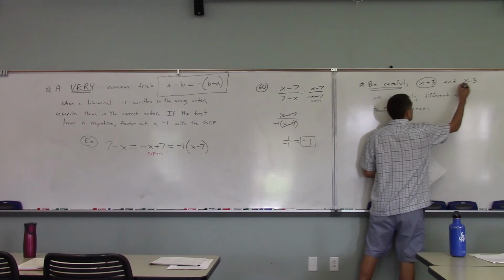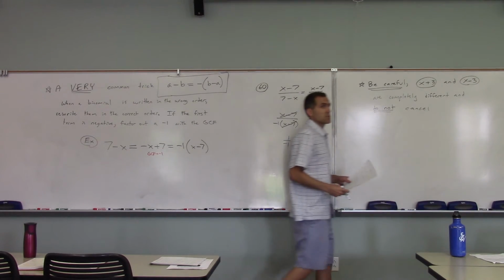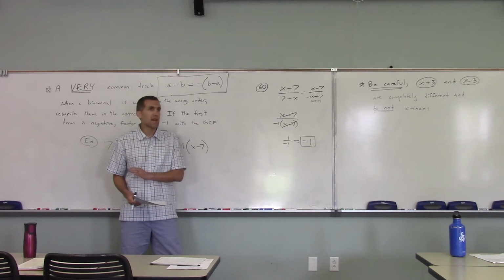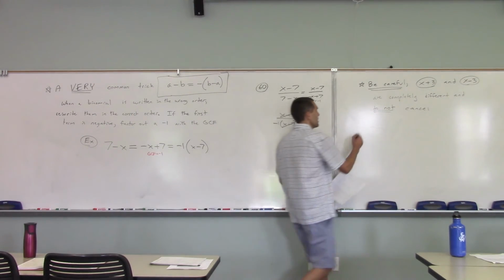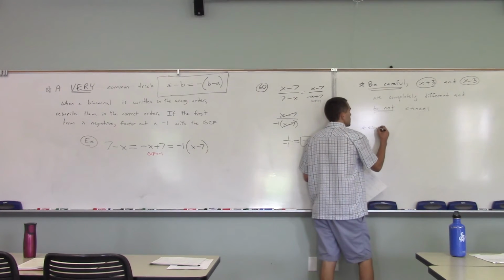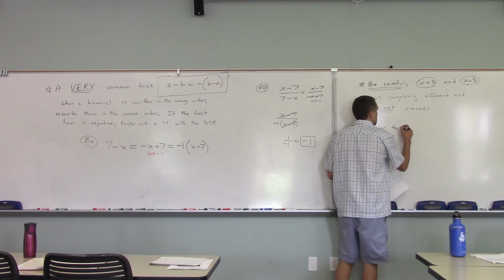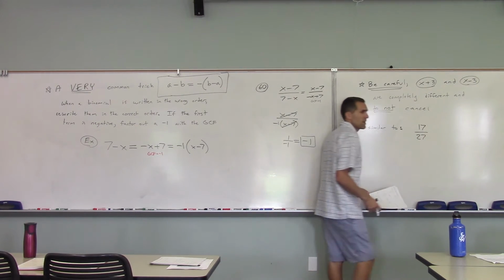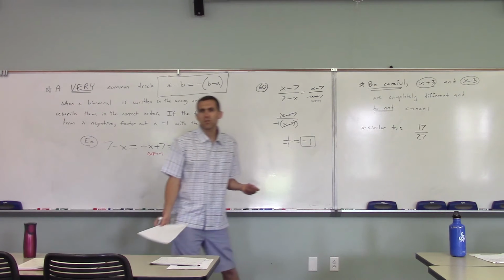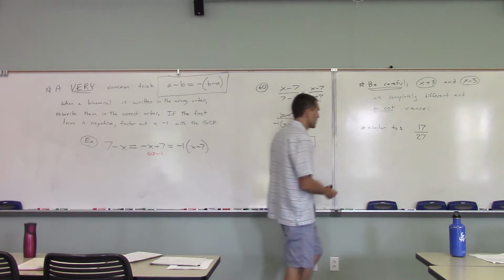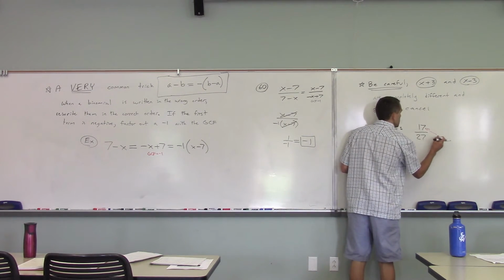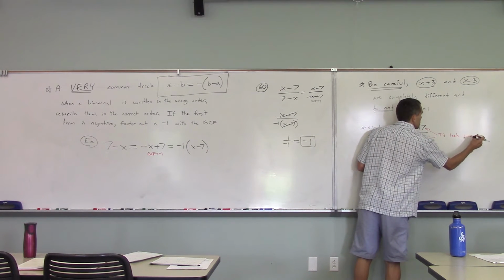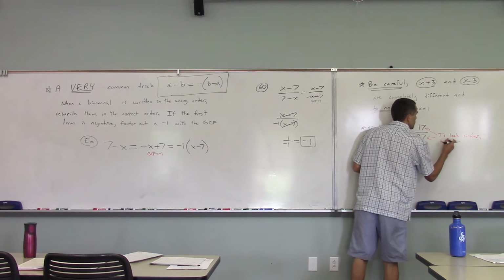Factors have to be exactly the same. If it's x plus 3 and x minus 3, those absolutely are different things, but they absolutely don't cancel. Okay, a similar situation. Right? 17 and 27, hey, they both have a 7, right? Looks similar. But they don't cancel.